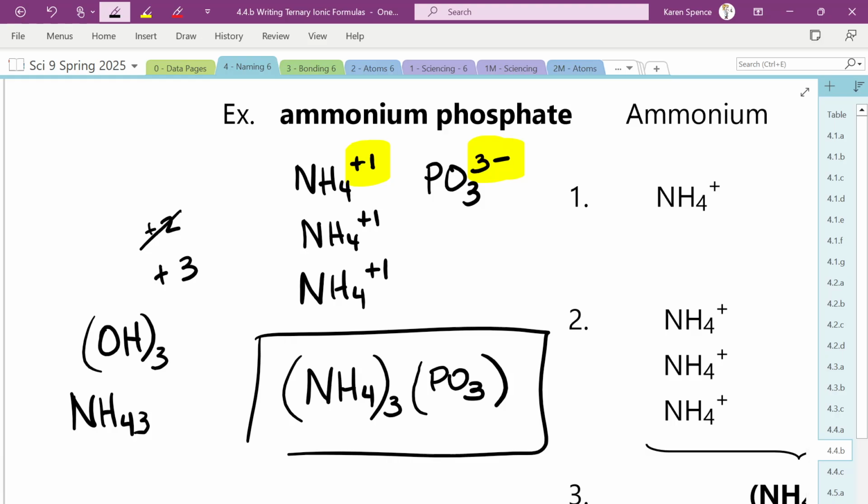Check my formula. Do you love it? Oh, I got some shaking heads. What's wrong with it? I've got brackets when I don't need them. Okay, and we don't write brackets when we don't need them. So PO3. Excellent.